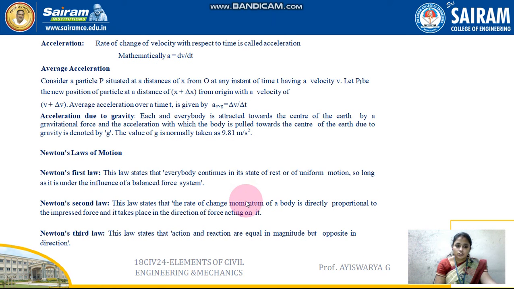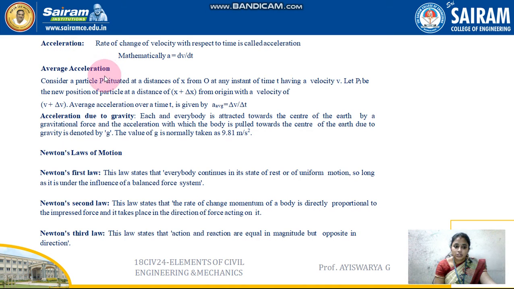So in this lecture we are going to see acceleration, average acceleration, and the different Newton's laws. Acceleration means the rate of change of velocity with respect to time. So you can see that acceleration a is equal to dv by dt. We already know that v is dx by dt. So the unit of acceleration is meter per second square.